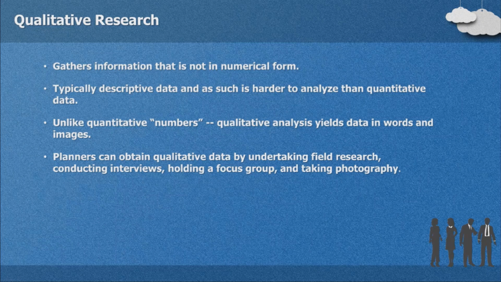Differing from quantitative research is qualitative research. So you're gathering information that isn't in numerical form. It's typically harder to analyze than the numbers. So unlike quantitative numbers, qualitative analysis yields data in words and images. So things like land use or key person interviews. You can obtain qualitative data by field research, interviews, focus groups, taking pictures, a visual preference survey, or where you're getting sort of feedback. It's called qualitative research.